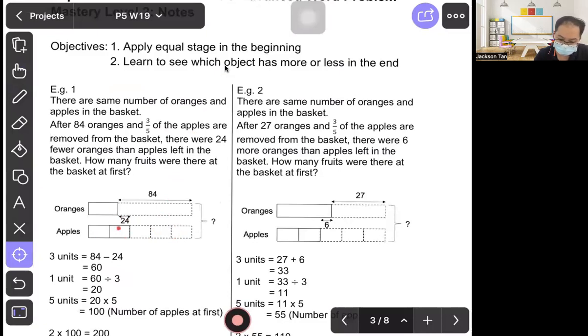So this is the model they will draw. Another type is whereby there are 6 more oranges. So you see, your model is drawn correctly. With the model, everything looks simple.